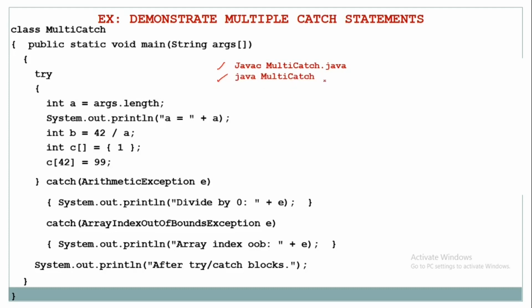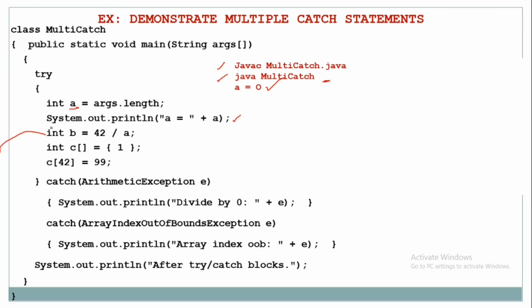As you can see here, I have not passed any arguments. Since I have not passed any arguments while executing the code, the value of a will be 0. The value of a was printed as 0, and in the very next statement, an exception is thrown, that is, an arithmetic exception.